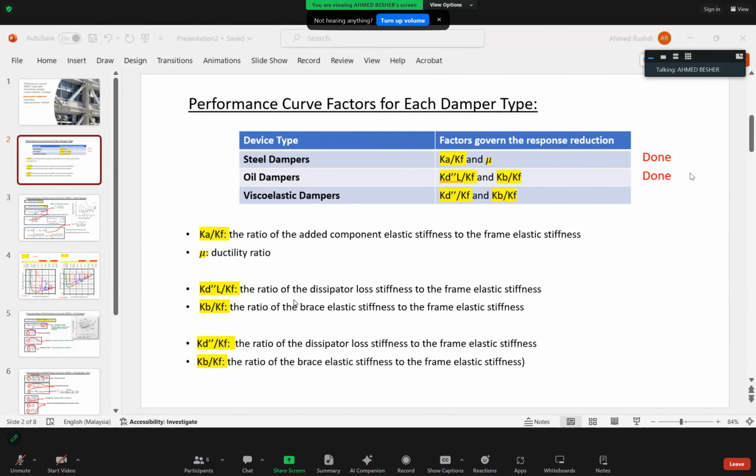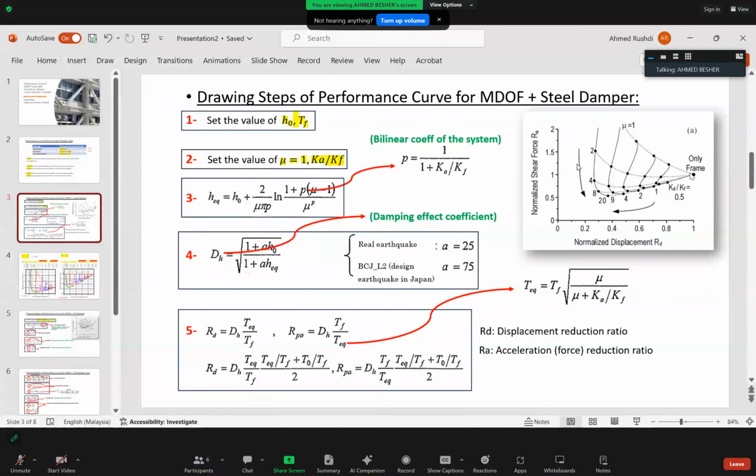For the viscoelastic damper it is quite different. The governing factor is the ratio between the loss factor of the dissipator and the elastic factor of the frame, and also the ratio between the elastic stiffness of the bracing and the frame. So each damper system has its own factors to develop the performance curve. These are the steps I followed to plot the performance curve for the steel damper.